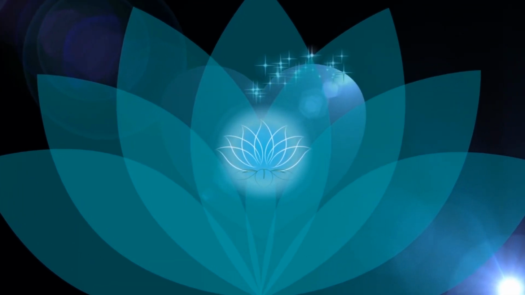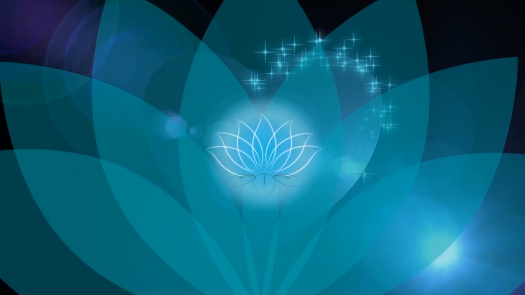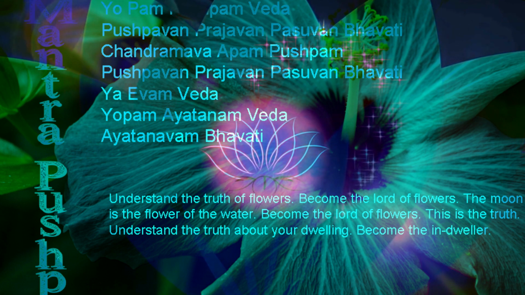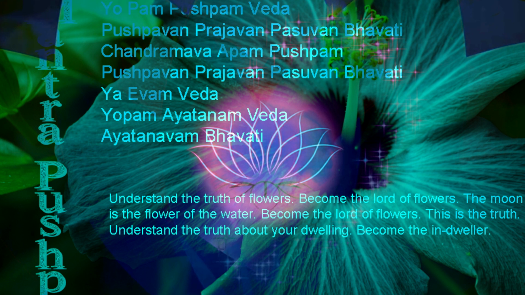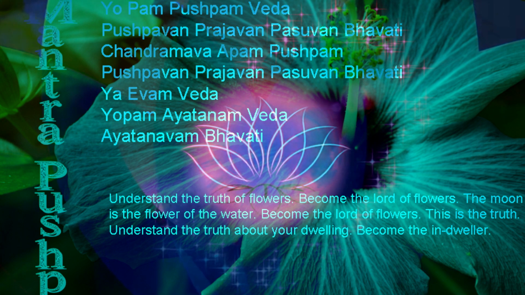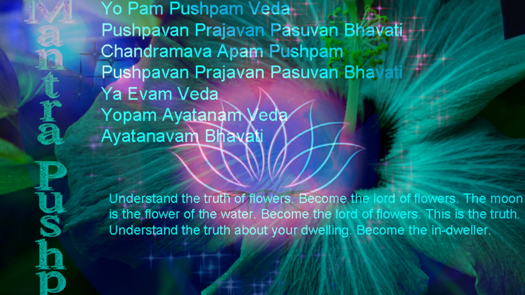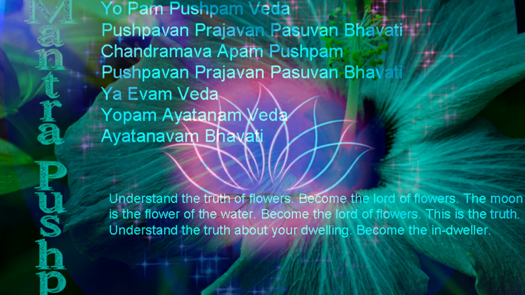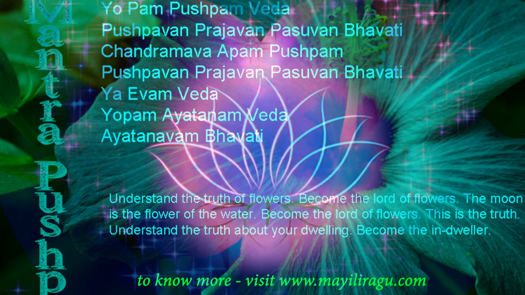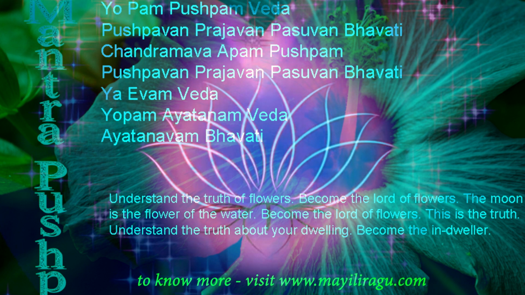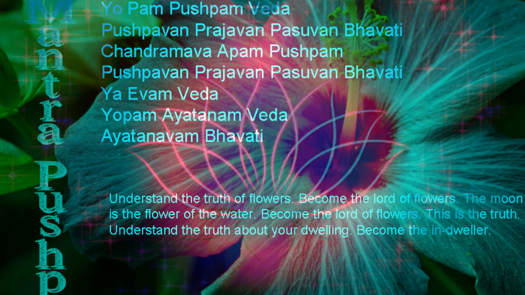The flower has a very deep significance as expounded by the Vedas. We have a portion which is popularly referred to as the Mantra Pushpam of the Taittiriya Aranyakam of the Yajurveda. The verse goes: Om Yopam Pushpam Veda Pushpavan Prajavan Pashuman Bhavati, Chandrama va Apam Pushpam, Pushpavan Prajavan Pashuman Bhavati, Ya Evam Veda, Yopam Ayatanam Veda, Ayatanavan Bhavati. Now, the superficial meaning: he who understands the flower of water becomes the possessor of flowers, progeny and cattle. The moon is the flower of the water. He who knows it to be so becomes the possessor of flowers, progeny and cattle. He who knows the source of water becomes established in his self.